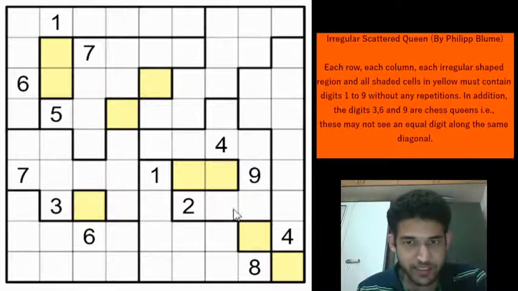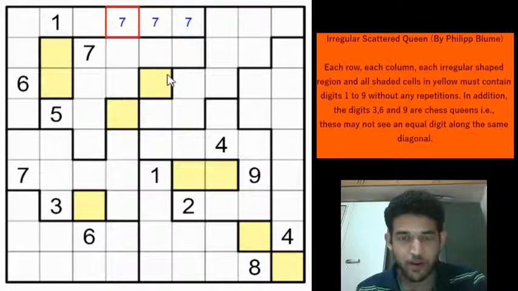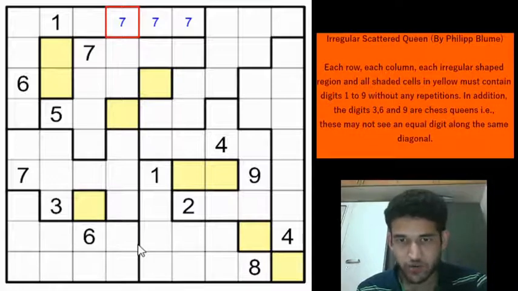There are not many digits here to make use of any classic part. You have a 7 here, you have a 7 here. We can restrict a 7 to one of these 3 cells. Not much. I think the variant part, the chess queen part will come into play very early here because the digits are very limited, so we have to make use of the queen rule.